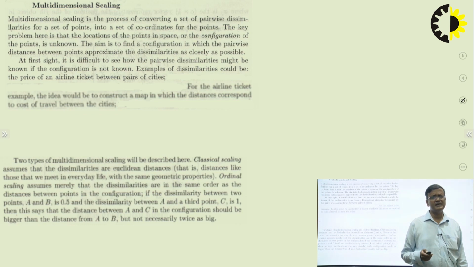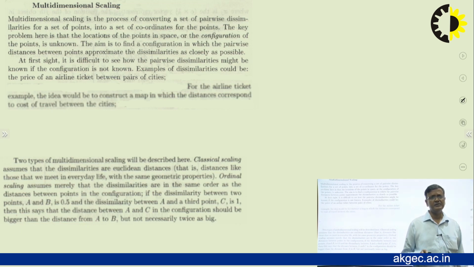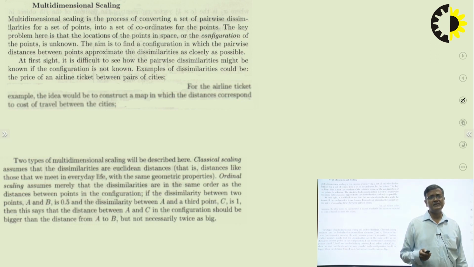So it may be difficult at first hand to see how the pairwise dissimilarities might be known if the configuration is not known. An example of a dissimilarity could be the price of an airline ticket between pairs of cities. Now for the airline ticket example, the idea will be to construct a map in which the distances correspond to the cost of travel between the cities. So if we take the distances which correspond to the cost of the travel between the cities, we will be able to find the configuration of the points.